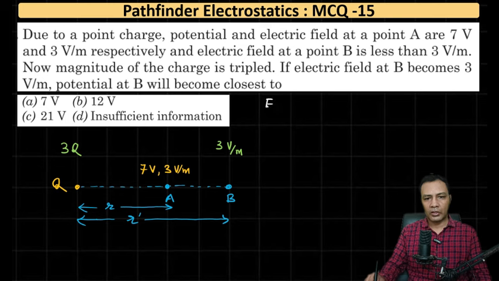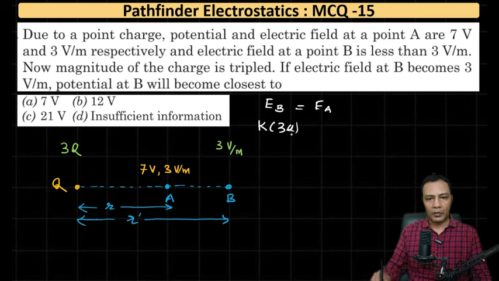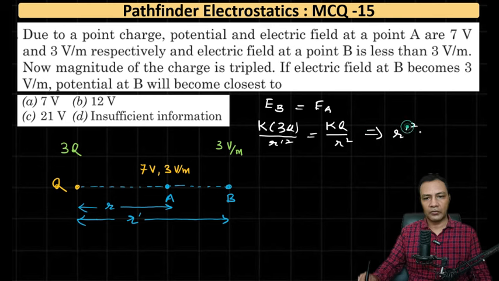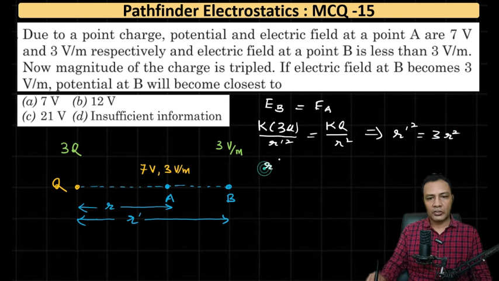So I can write EB because of charge 3Q is the same as E at A because of charge Q. EB I can write as K into 3Q divided by the distance R dash squared, and EA is KQ divided by this distance R squared. So KQ and KQ will get cancelled, and I can write R dash squared is equal to 3R squared. So R dash is equal to root 3 R.